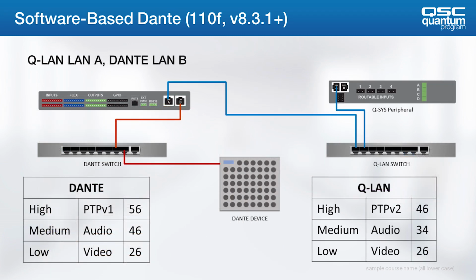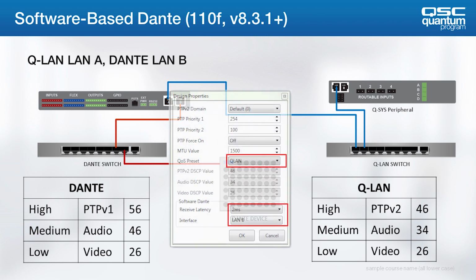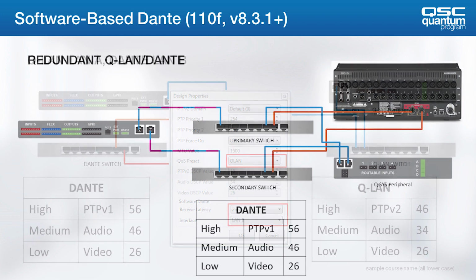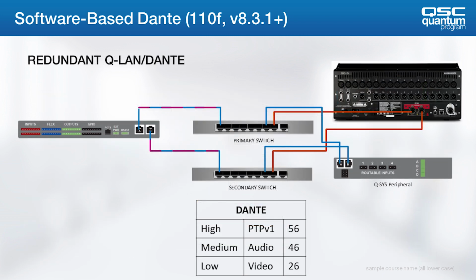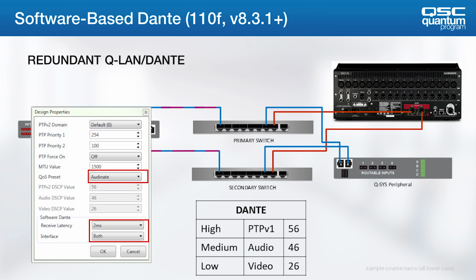If we'd like a separate network for software-based Dante, that is still possible. The Q-SYS Design Properties dialog allows us to choose the network interface used by Dante using the interface parameter. Remember, LAN A is always the primary QLAN network. That is not selectable. And for our final feat, consider this masterpiece: redundant QLAN and Dante networks on the same infrastructures. In this case, we'd use the Audinate QoS presets and assign the software Dante interface to both, as shown.